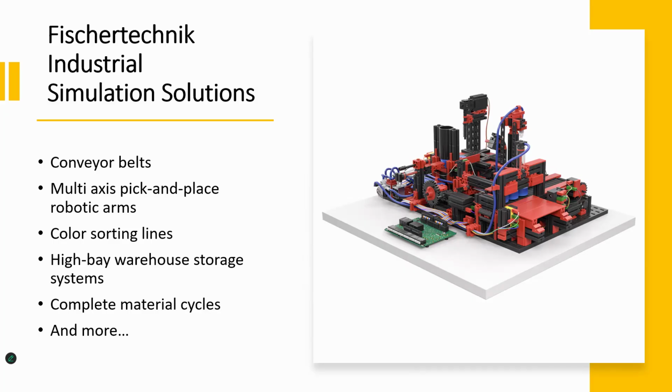Now, besides these individual models which focus on specific automated processes, Fisher Technic also offers numerous variations of an integrated factory simulation model. In the factory simulation model, typically there are going to be four or more individual workstations. Most often, you're going to see a vacuum gripper robot, a high bay warehouse storage system, a multi-processing station with an oven, and a sorting line with color detection. And these are all designed to work together as one self-contained material cycle.